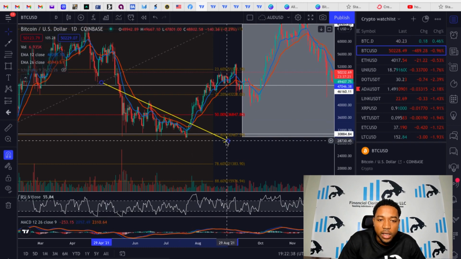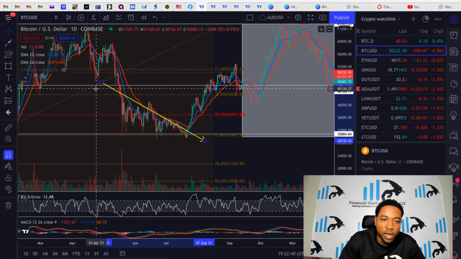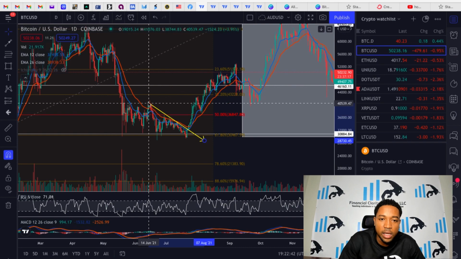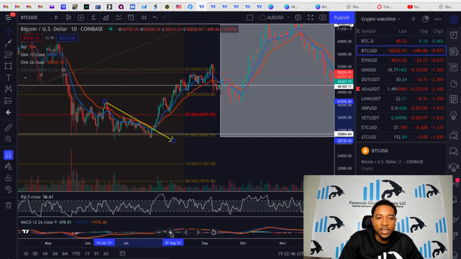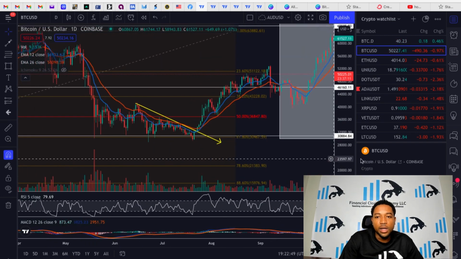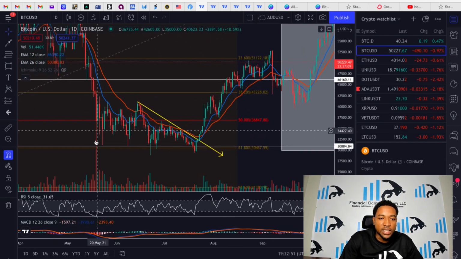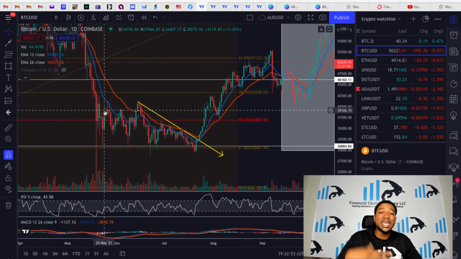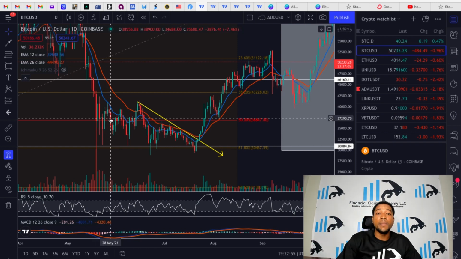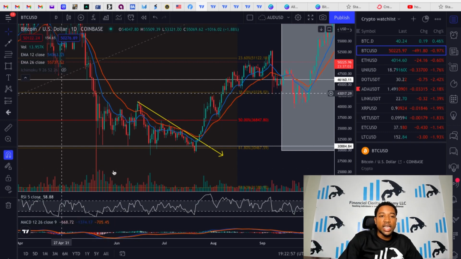So yeah, when you have this diagonal resistance drawn up right here in the daily, what you're doing is... price only moves up, down, and sideways. Since we're here now, this is a perfect example of what sideways movement is. You notice we're not making higher highs and not making higher lows, and we're not making lower lows or lower highs.